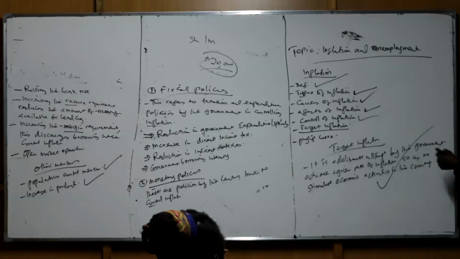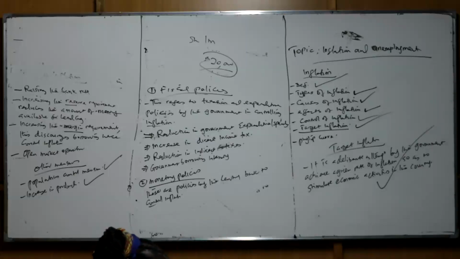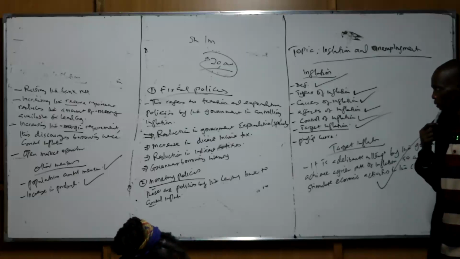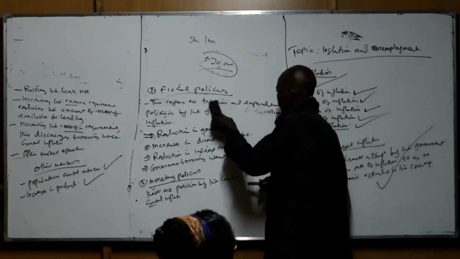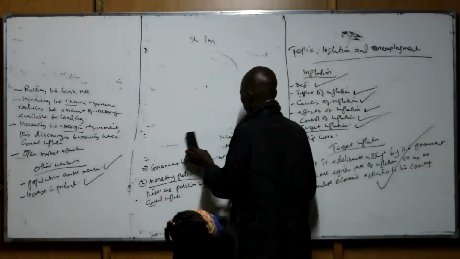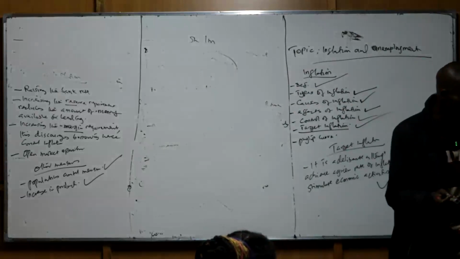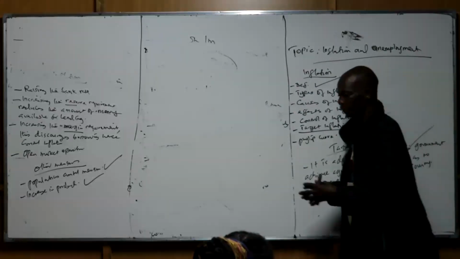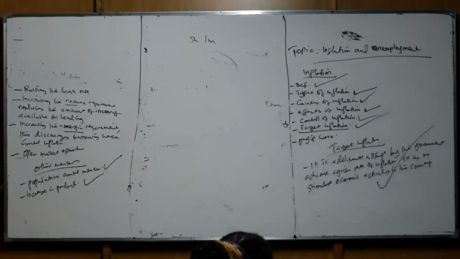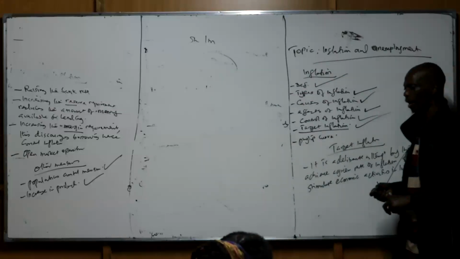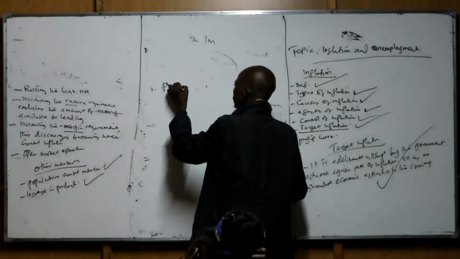Then lastly, we have what we call the Phillips curve. The curve was given the name of the person who devised it. Phillips was a professor of economics trying to explain the link between inflation and unemployment. Interestingly, he came up with a conclusion that there will be low unemployment at high inflation rates. And so he talked about that curve.